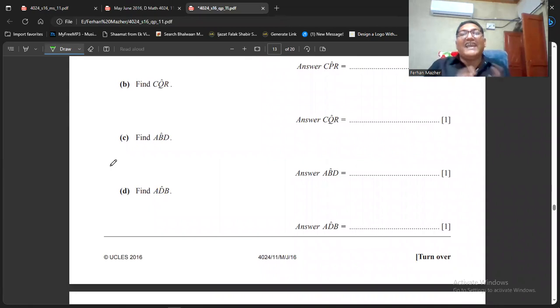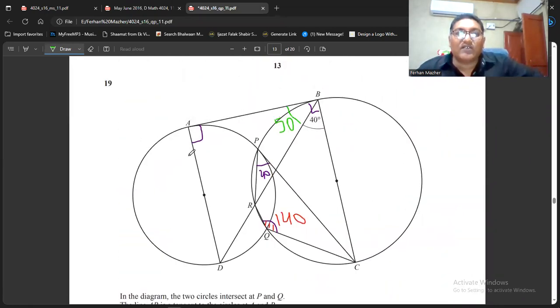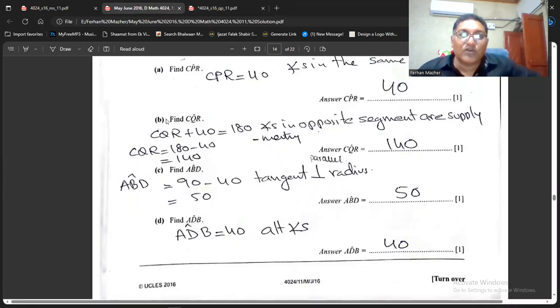Okay, then we have the D part. The D part is ADB. Okay, remember this word ADB. They want me to find out the angle ADB. They want me to find out this angle, and it is very simple. This is 90, this is 50. So ABD is a triangle. So two angles I know.